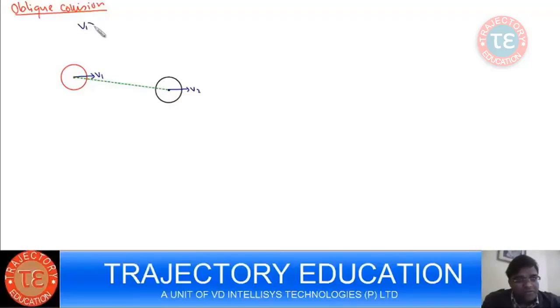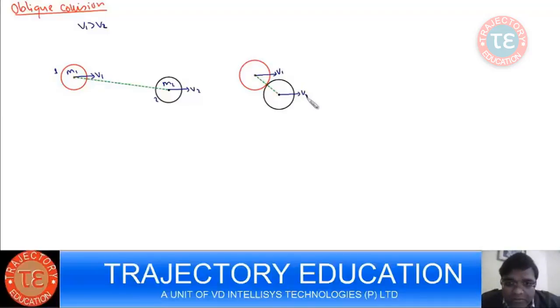Suppose v1 is greater than v2, and say this is of mass m1, this is mass m2, body number 1, body number 2. As time passes, since v1 is greater than v2, m1 will approach m2, and a time will come when the two bodies are going to collide. So during collision, let's draw a figure where I'll show the two bodies collide. One has velocity v1, the other has velocity v2.